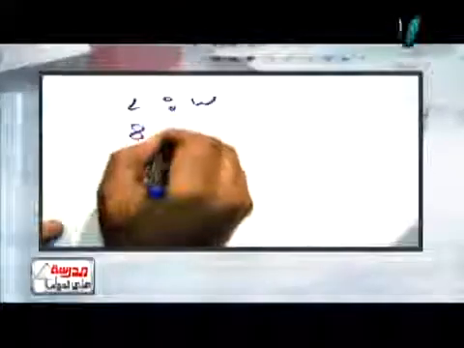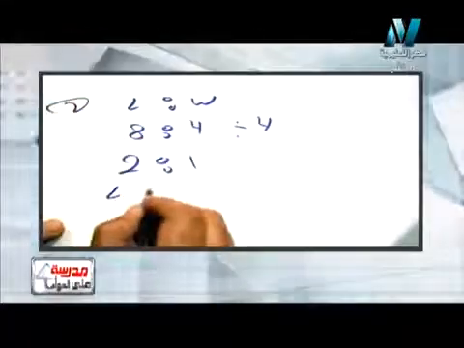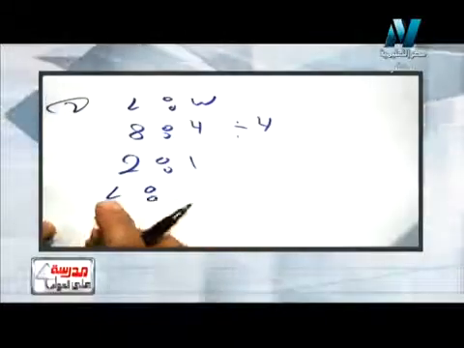So it's so easy now to get the ratio between length to width. 8 to 4. Divide by 4, 2 to 1. The second required, length to... yeah, we have a call.